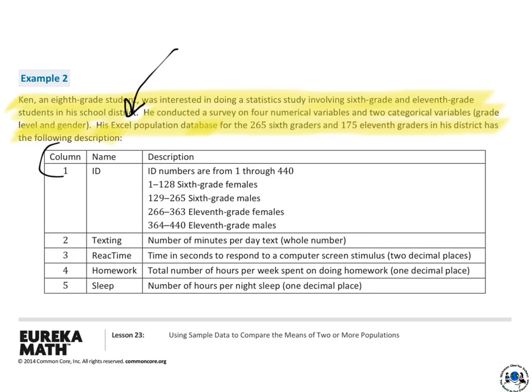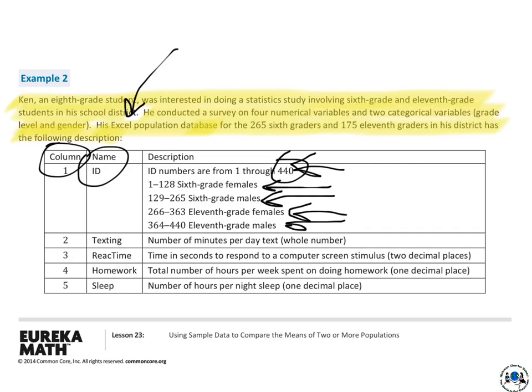Column 1 here, they have an ID, all right? So they're going to have ID numbers for 440 kids. Okay, so 1 to 128 are the 6th grade females, and then they separate the 6th grade females from the 6th grade males, and then the 11th grade females from the 11th grade males. The next field is the number of minutes they text, and then respond to the computer screen stimulus, total number of hours spent on homework, and number of hours of sleep at night, to 1 decimal place.